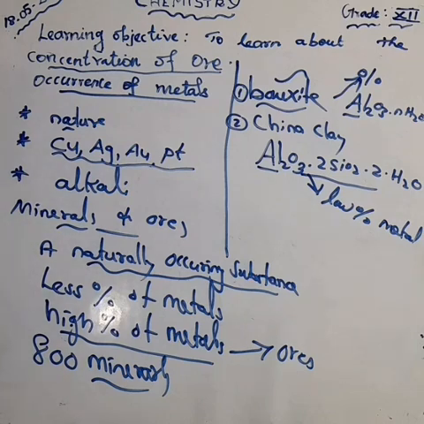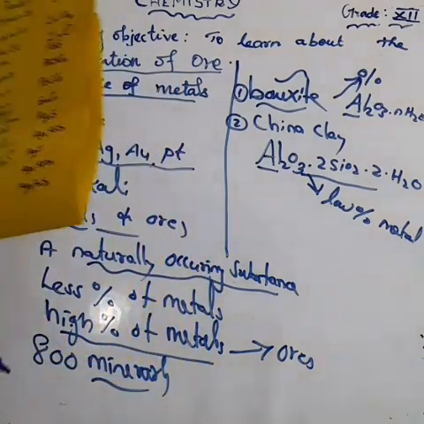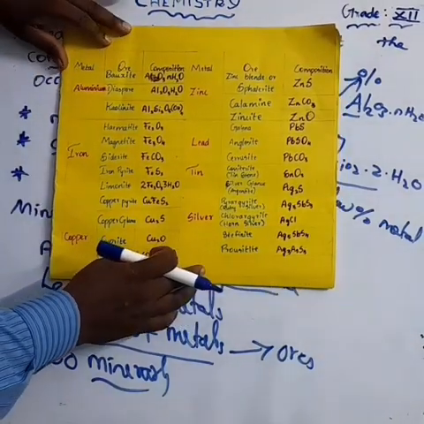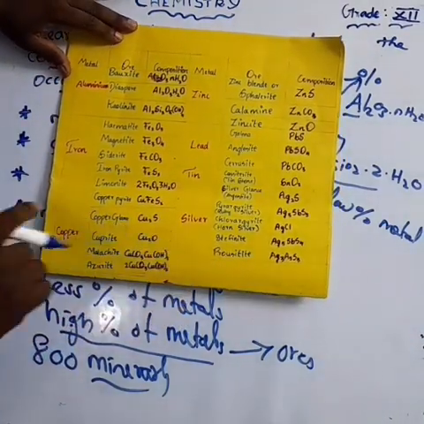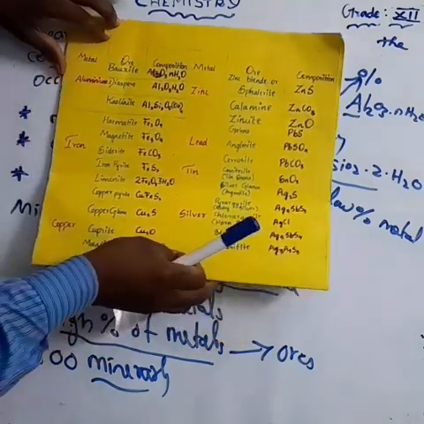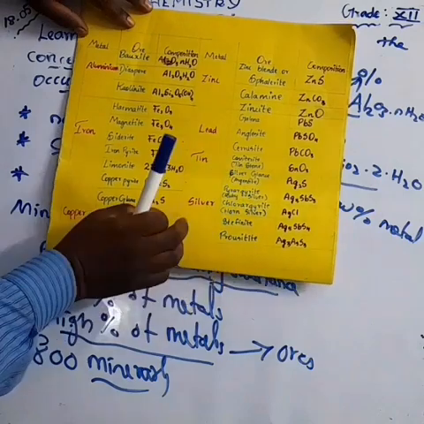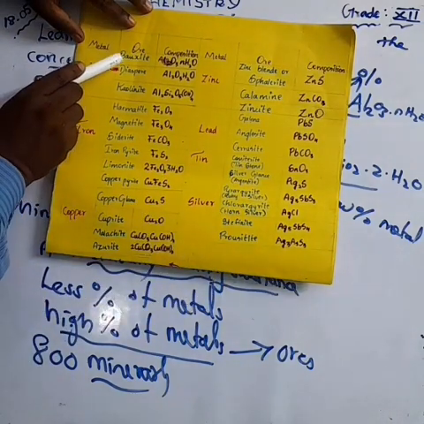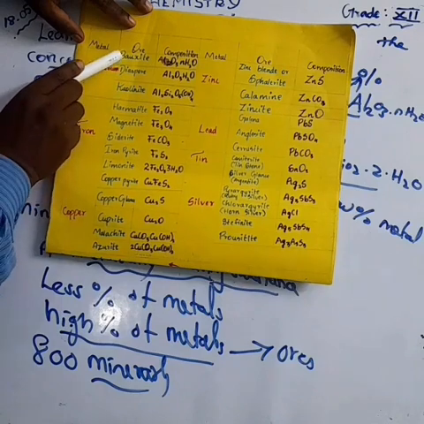Okay, dear children, next we will learn about a list of some metals and their common ores with their chemical formulas. First I am taking one metal, aluminum. Here I am giving the three ores of aluminum metal. One is bauxite.